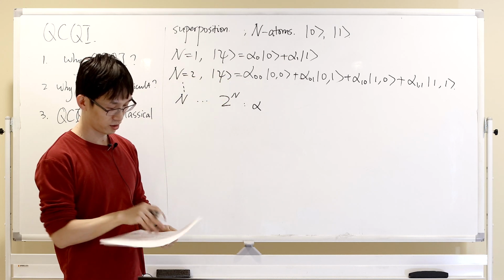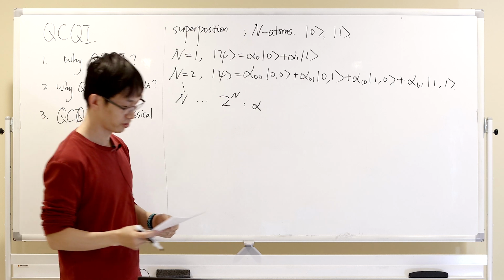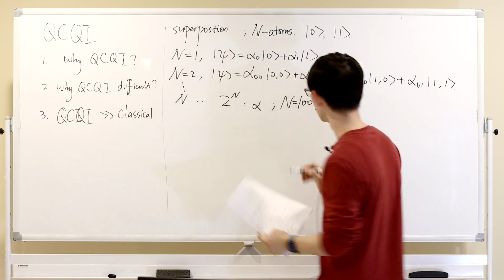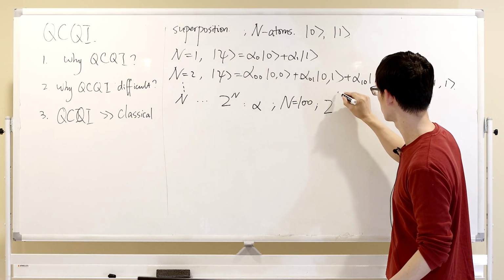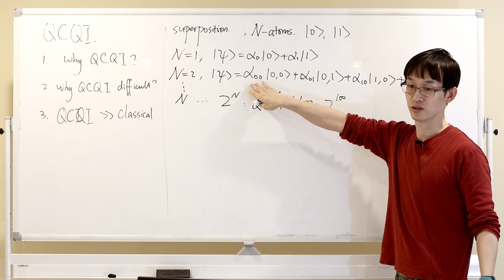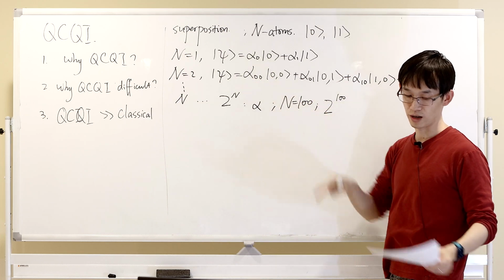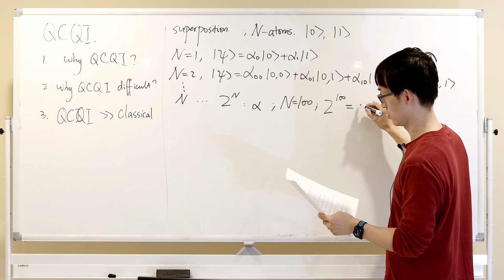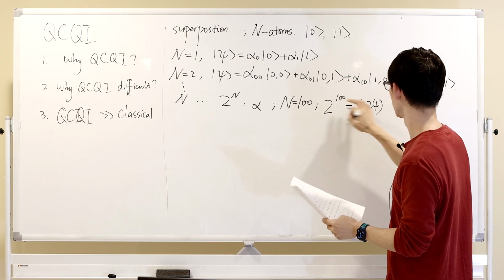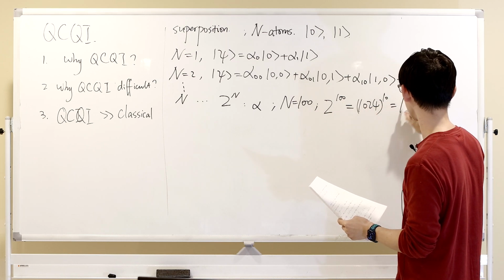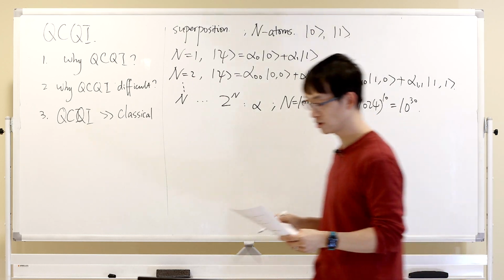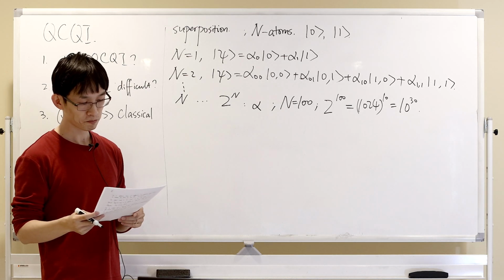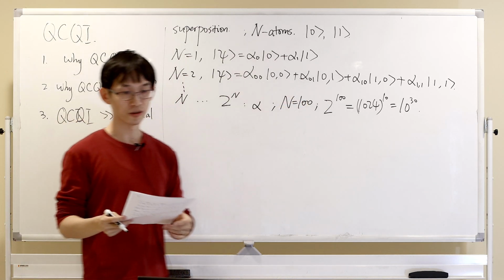And the exponential law is actually very brutal. Suppose n is 100. Then you need 2 to the 100 parameters just to describe the state, not to calculate, just to describe. This is around 10 to the 10 times 10 to the 10 times 10 to the 10, so in total you get 10 to the 30. You need 10 to the 30 parameters to describe this superposition, just describe it. So it's 1 followed by 30 zeros.